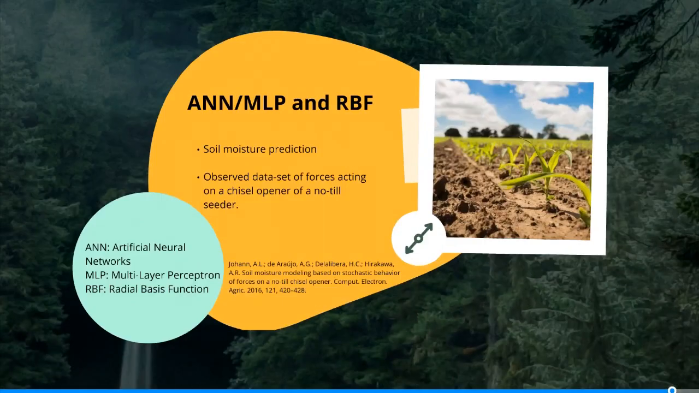Lastly, prediction of soil moisture is done based on artificial neural network model, multi-layer perceptron, and radial basis function, using the data of random behavior of forces on the chisel opening of a no-till seeder.